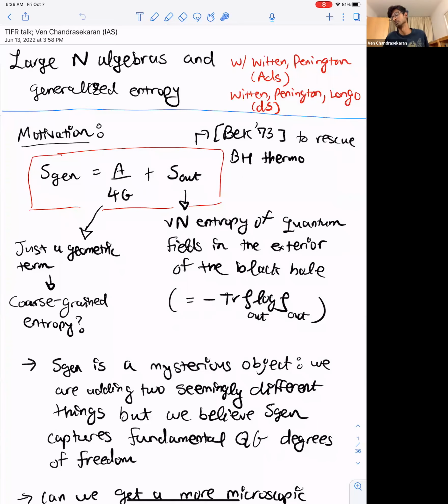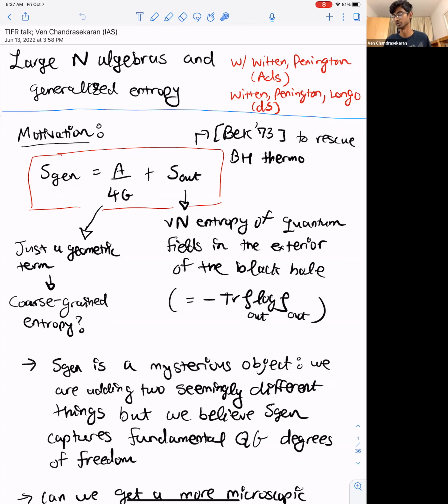The overarching motivation here is to get a better understanding of what the generalized entropy is from a Lorentzian perspective. But just to explain that motivation in a bit more detail, because I feel like the setup is really the most important part in this particular story.